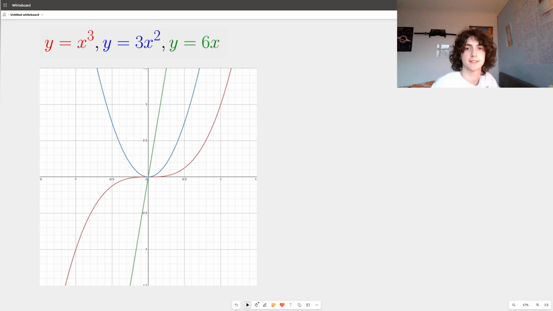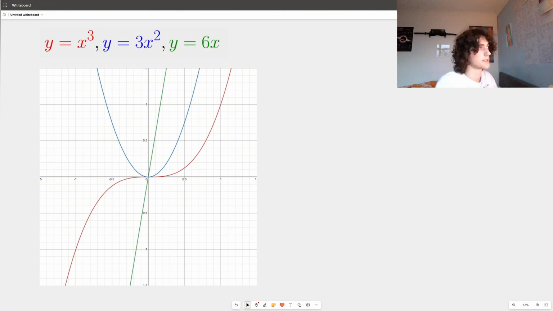Okay, so let's start straight away. I've got three graphs shown here. Well, one graph with three lines. I've got y equals x cubed, y equals 3x squared and y equals 6x. So we're starting with y equals x cubed as the red curve, and y equals 3x squared is the first differential of y equals x cubed, and then y equals 6x is the first differential of y equals 3x squared.